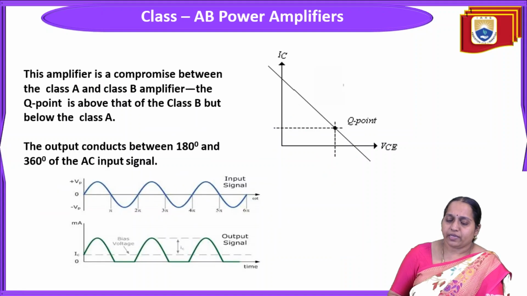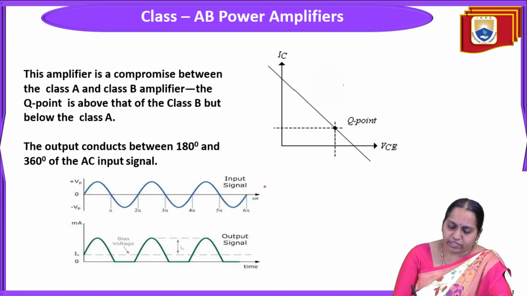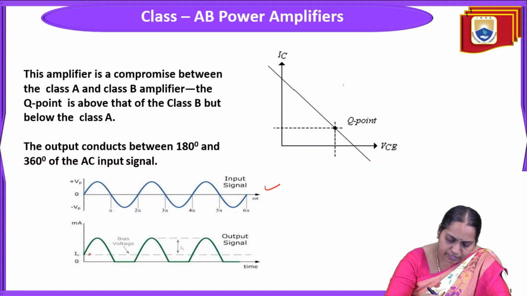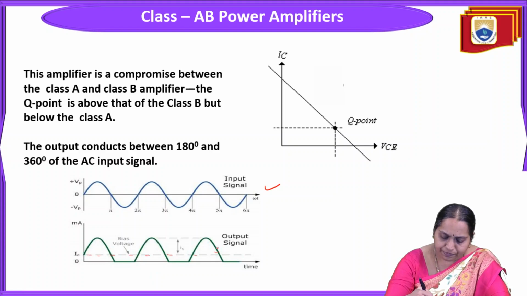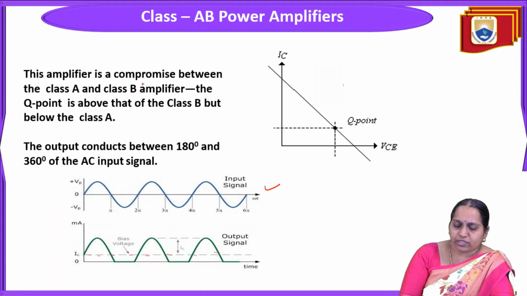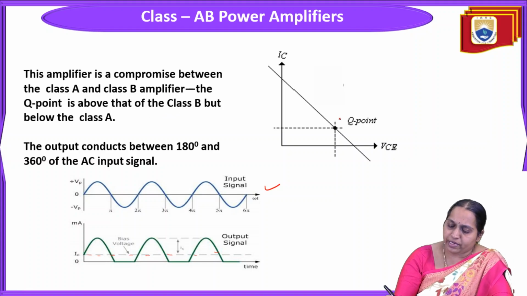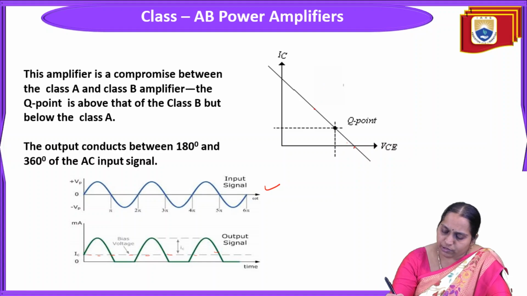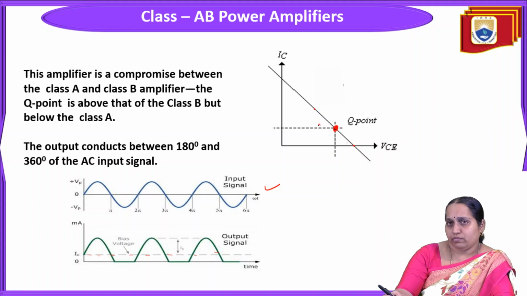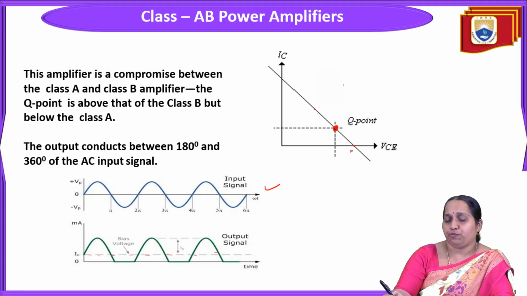Coming to class AB, if this is the input signal, what do you observe here in the output signal? This dotted line is a DC line. It is conducting for more than 1/2 cycle; it is a compromise between class A and class B. The Q point is located above that of class B but below that of class A. For class A it was at the midpoint, for class B it is at the cutoff point, so it is a compromise of these two. The Q point is chosen in between the midpoint of the load line and the cutoff point.